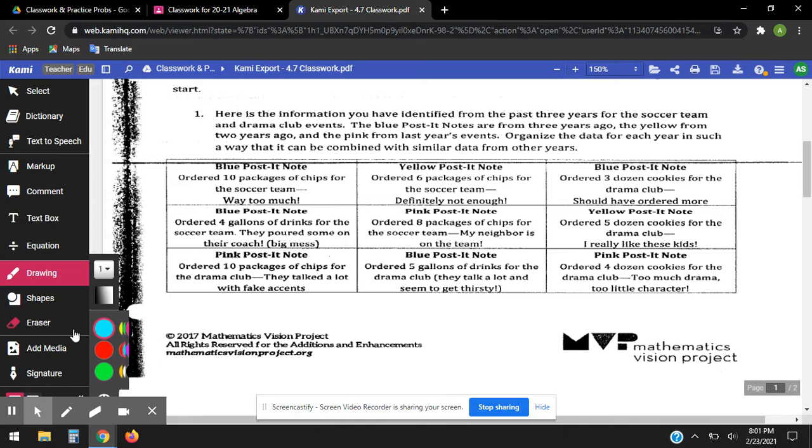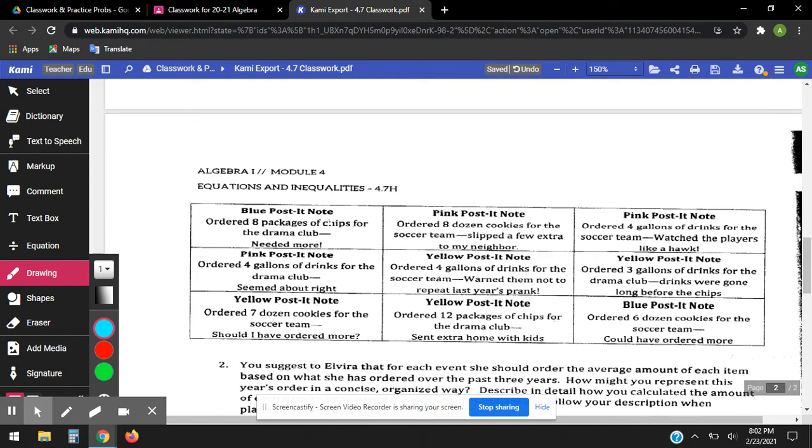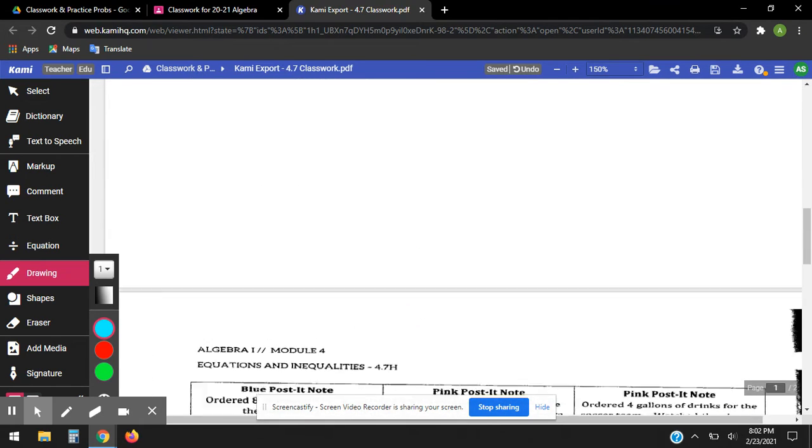So blue post-it notes, where is it? Blue post-it notes are from 3 years ago. So here's a blue, here's a blue, blue, blue. Scroll down and find all the blues. Here's another blue and blue. Okay, so those are from 3 years ago.